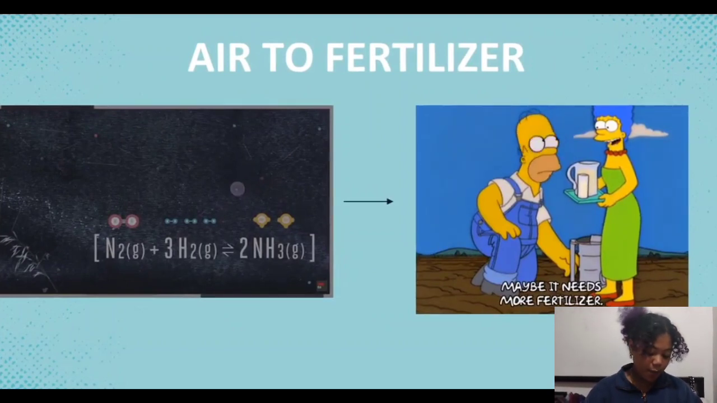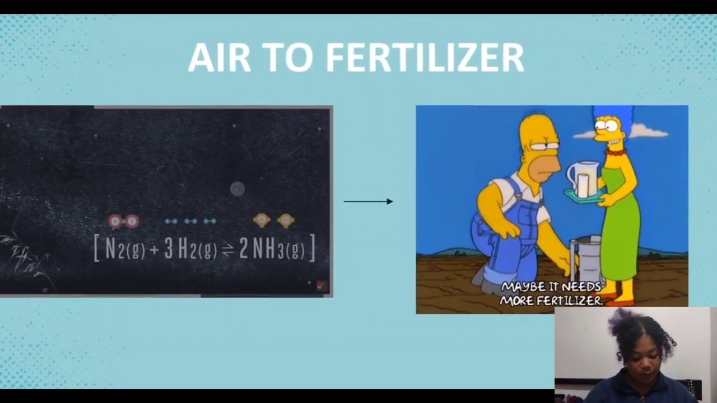In the Haber process, the atmospheric nitrogen, N2, is converted to ammonia, NH3, by reacting it with hydrogen, H2. Here, a metal catalyst is used and high temperatures and pressures are maintained.